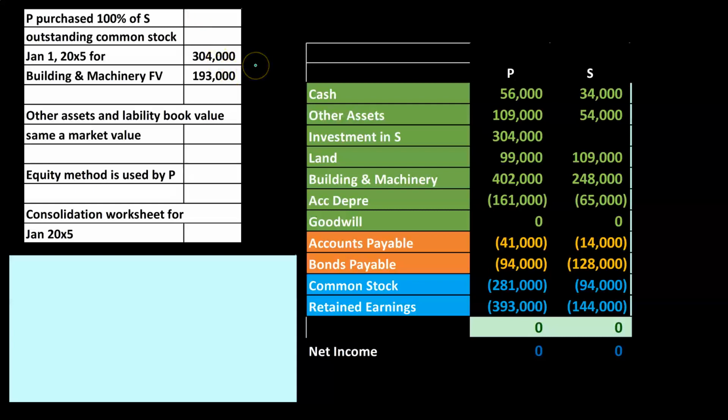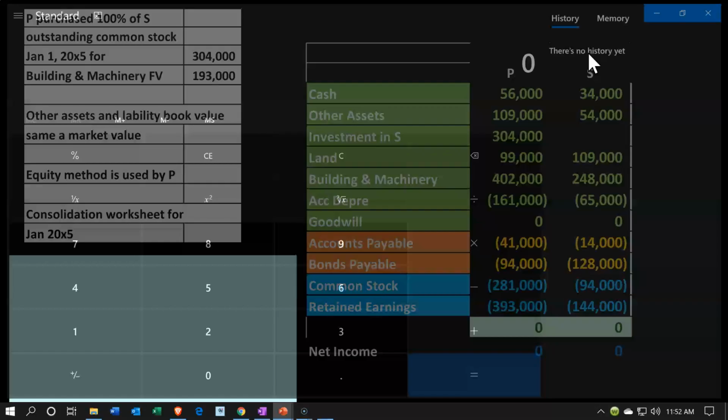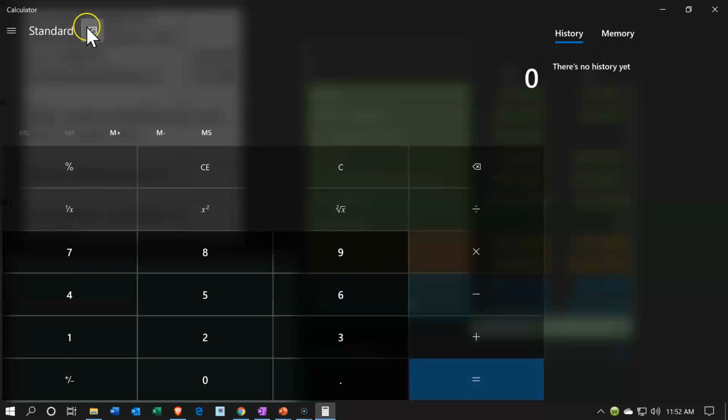Purchase price, $304,000. And then the different thing here that we haven't seen in prior presentations with regards to consolidations: building and machinery has a fair value of $193. So in other words, this is the information for the two separate companies that we are, of course, going to be consolidating together with the consolidation worksheet.